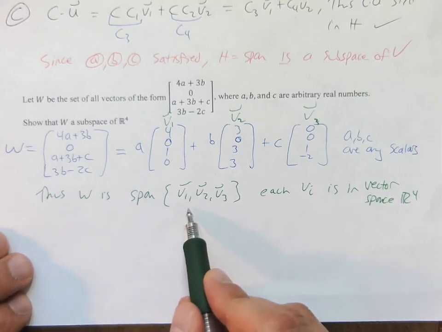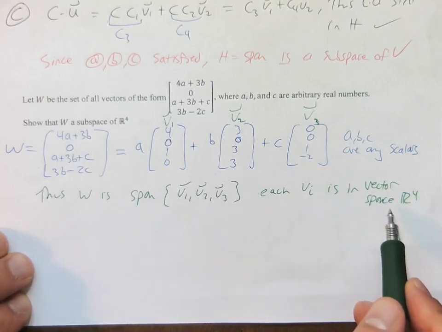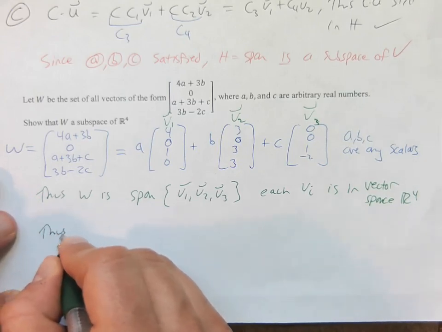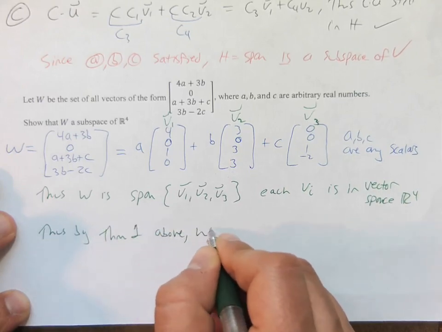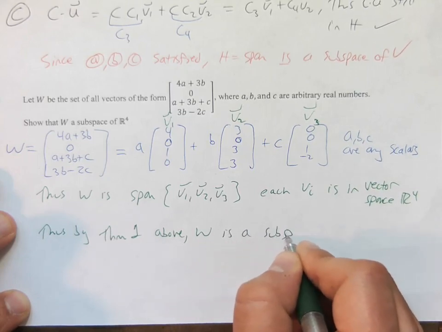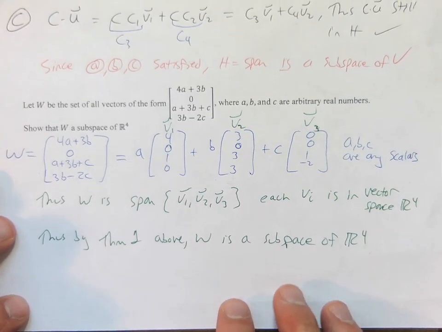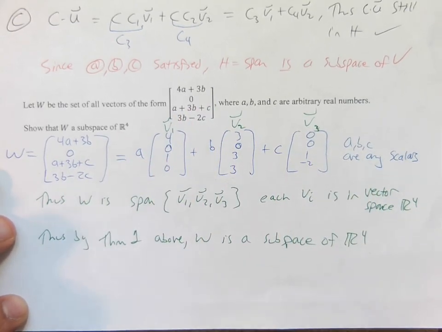So thus, W is the span of these three vectors. Each of those vectors is in R4, which is a vector space. Thus, by theorem 1 above, W is a subspace of R4. And so again, this just provides a nice way to quickly show something is a subspace if you happen to be able to rewrite it as the span of vectors. And so we do see this property get used in the homework, and it does pop up on tests. So it is something that you want to know how to do. Please let me know if you want me to clarify something about that.